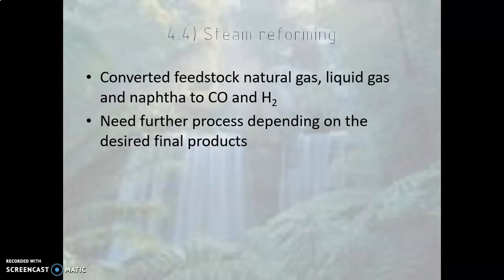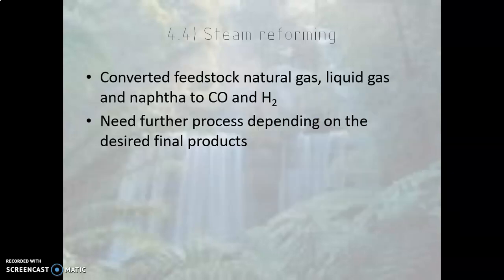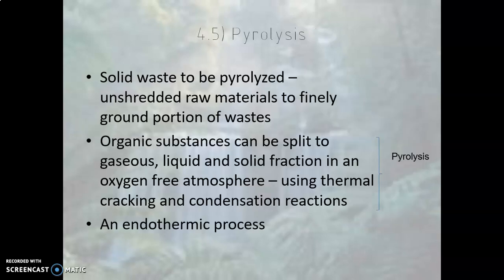The next process is steam reforming, which converts feedstock such as natural gas, liquid gas, and naphtha to CO and H2. The need for this process depends on the desired final product. This is an example of steam reforming.